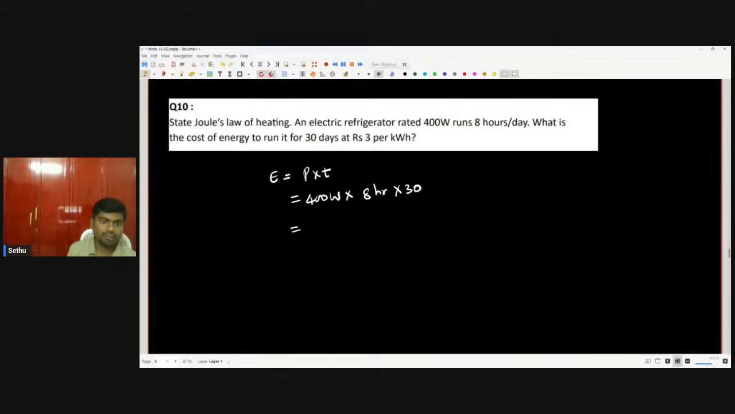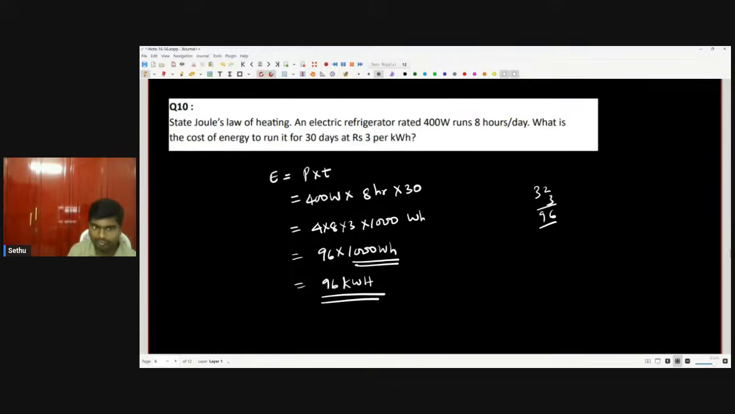So this is 4 into 8 into 3 into 1000 watt hour, right? So 4 8s are 32. 32 into 3. This is 6. This is 9. So this is 96. This is 96 into 1000 watt hour. 1000 watt hour is nothing but 1 kilowatt hour. 96 kilowatt hour. So the energy is nothing but 96 kilowatt hour.